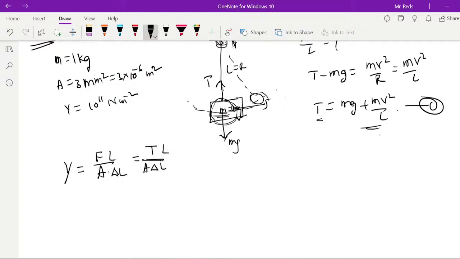You're asked to find the fractional change, delta L by L. So delta L by L is equal to T by A into Y. T is this, and the area A is given, and Y is also given. So you can find the tension by using this, substitute, and find it out.